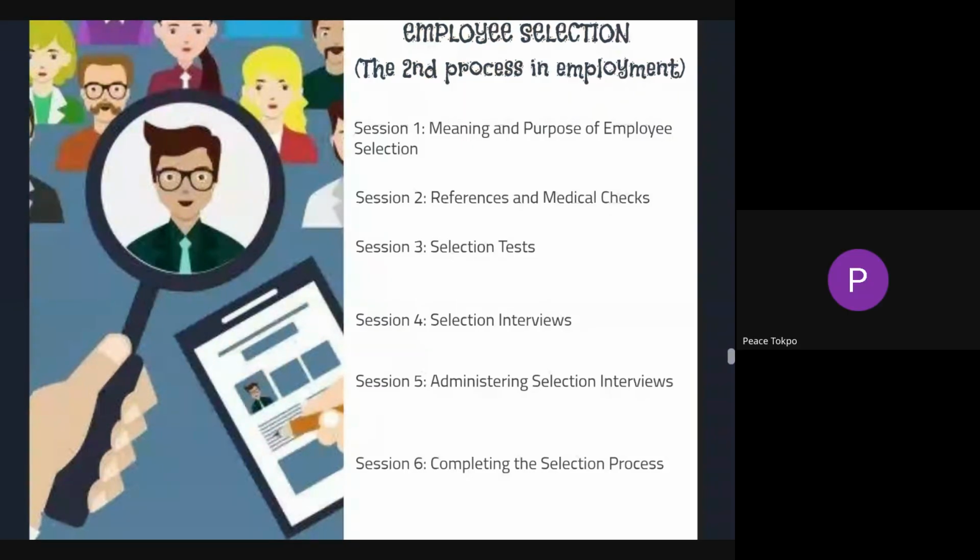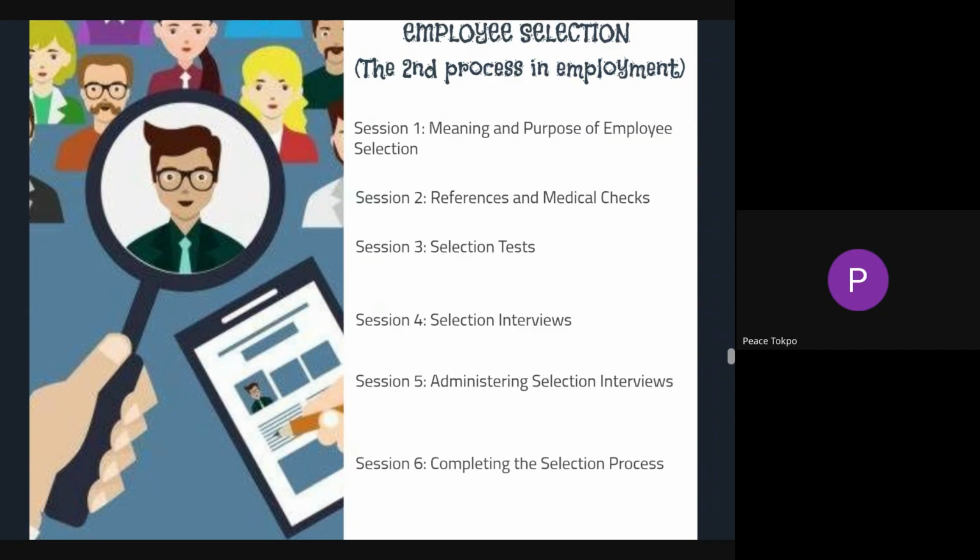Okay. Section 2, references and medical checks. Having studied the meaning of employee selection and reasons why careful selection is important, as well as the use of application letters and forms as selection devices, we can now move to another interesting aspect of the selection process. We shall specifically examine why some employers use references and medical checks as selection devices. Let's move to 2.1.